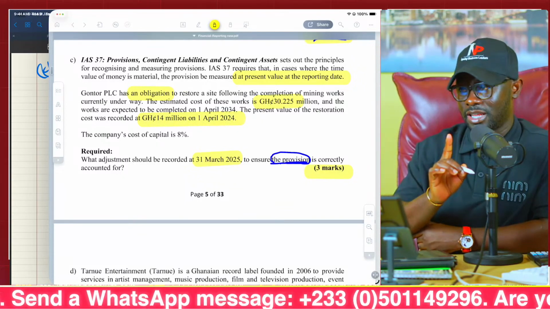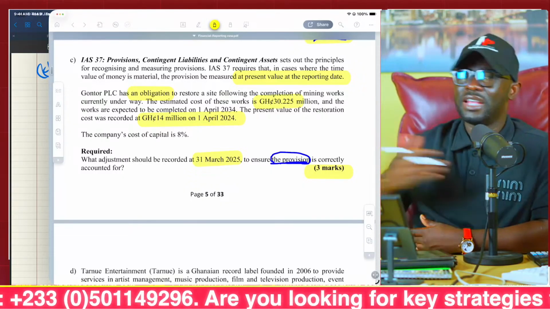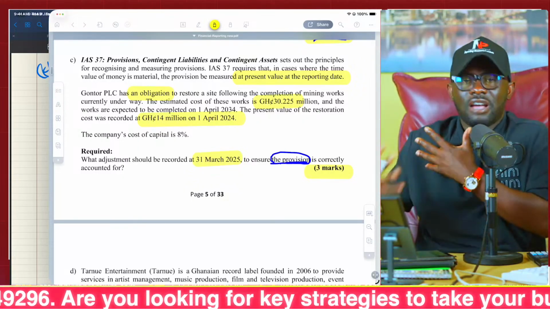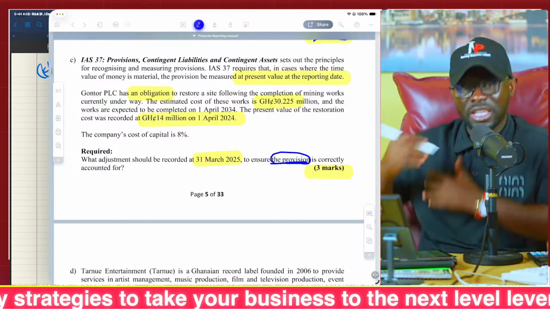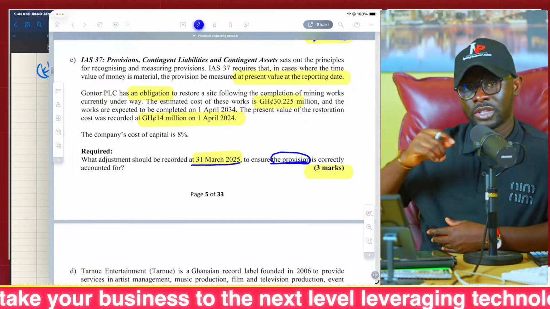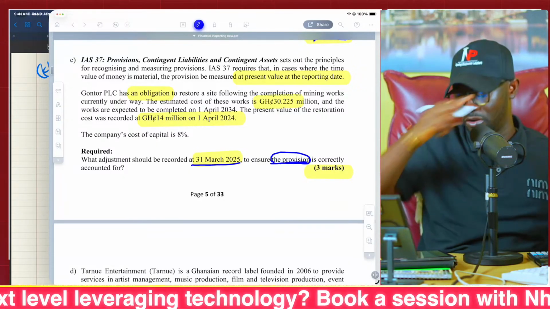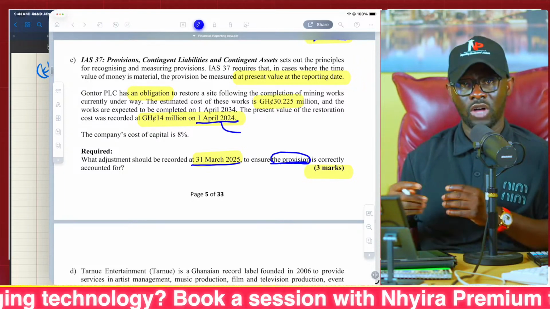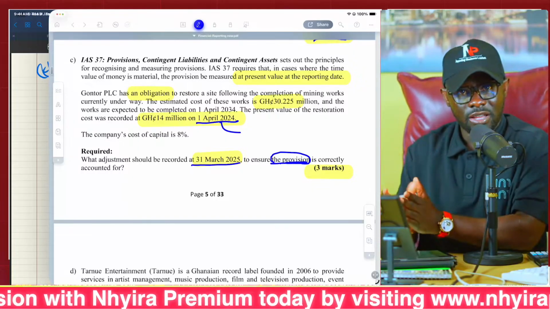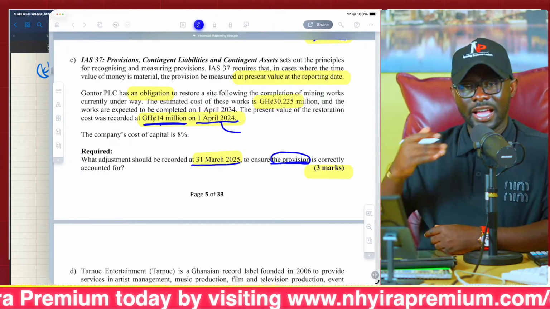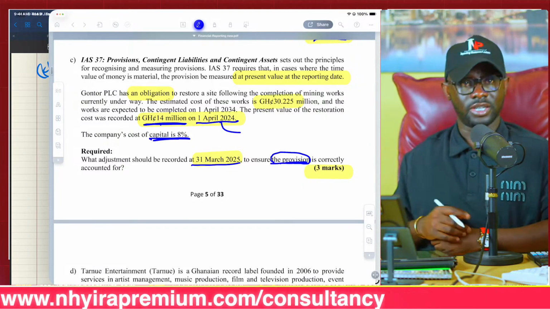I need you to pay attention here. So we've been given the future value, and then we've been given the present value. So we wouldn't have to think about any discounting again. They have already done the discounting. So the present value at the beginning of the year, because if the year ends on 31st March 2025, then it started on 1st April 2024. So 1st April 2024 is at the beginning of the year, and they have discounted it to a present value of 14 million Ghana cedis. The company's cost of capital is 8%.